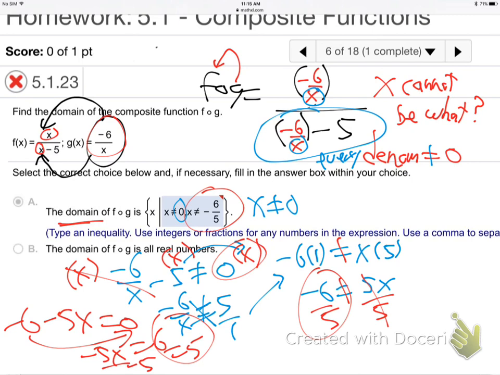Good on that? So you have to check the whole denominator and the little denominators. No denominators can be 0. Questions? Okay.